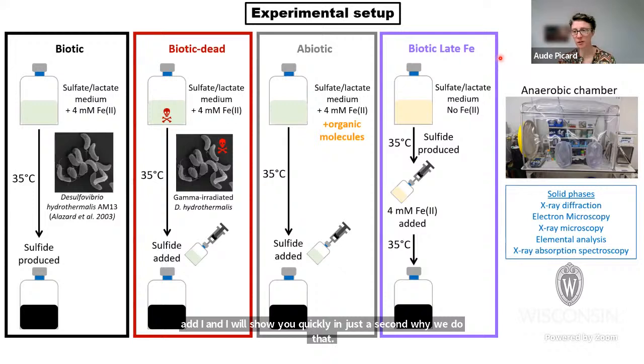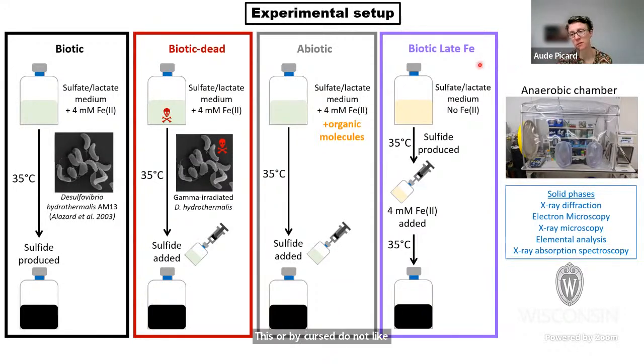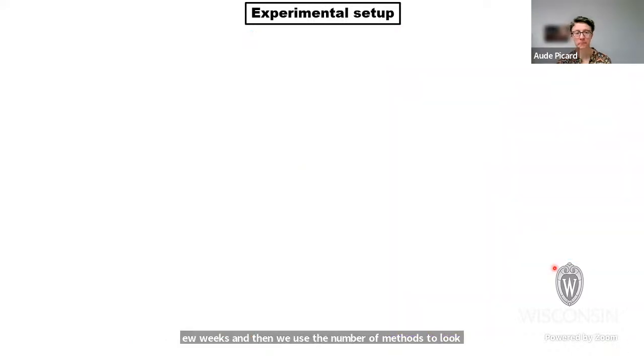These are microbes that do not like oxygen. The minerals are also very sensitive to oxygen. So we basically do everything in the anaerobic chamber, and we transport the sample to the instrument in an anoxic environment. We just use Mason jars, which are really good at keeping air out. They're really airtight, at least for up to a few weeks. And then we use a number of methods to look at the properties of minerals.